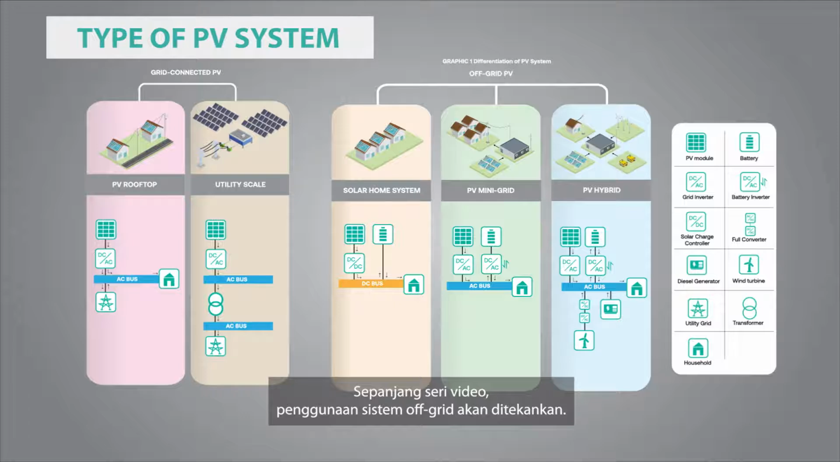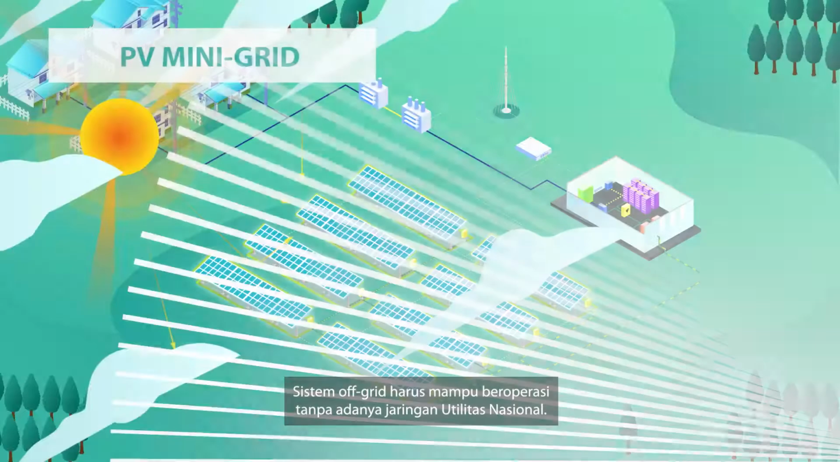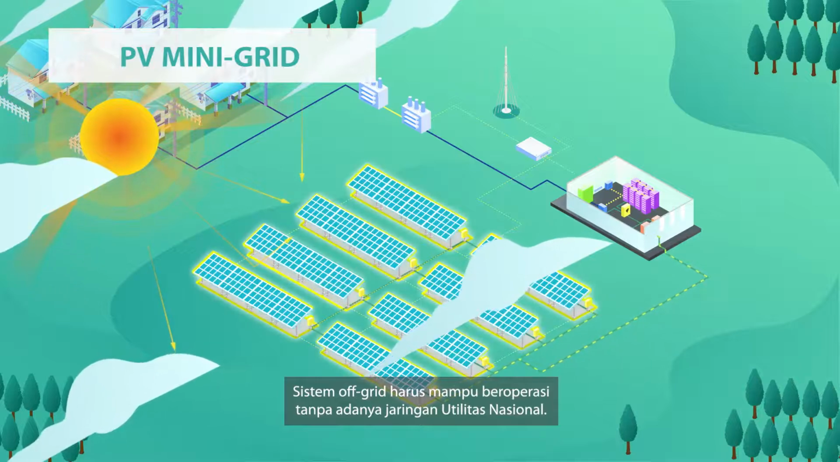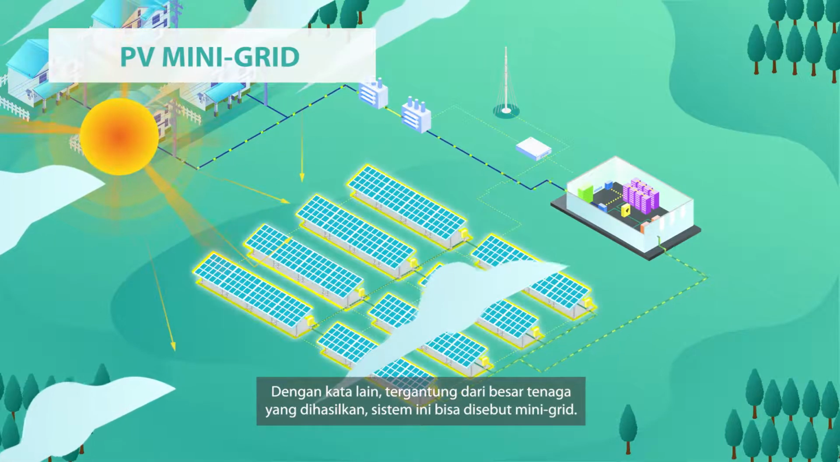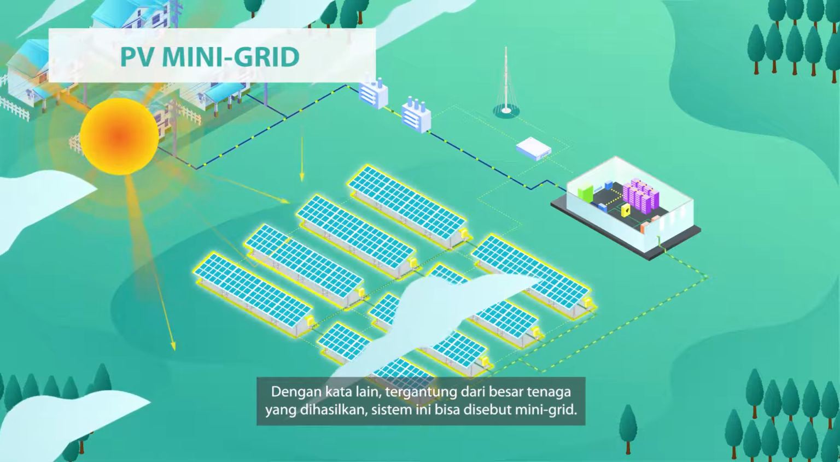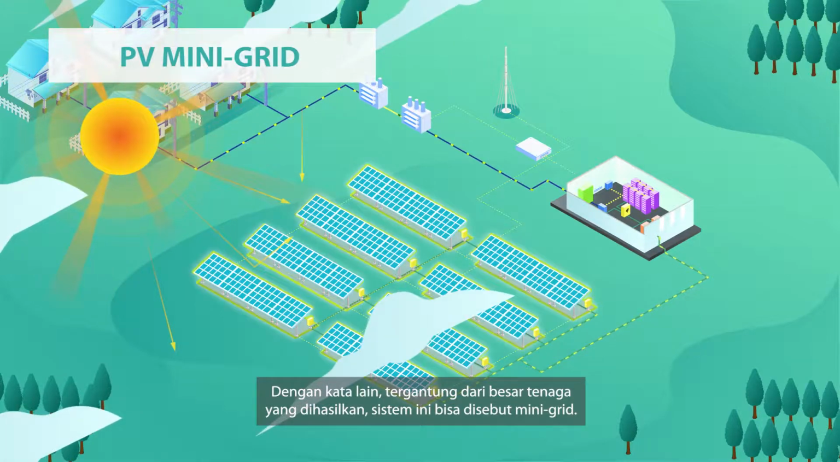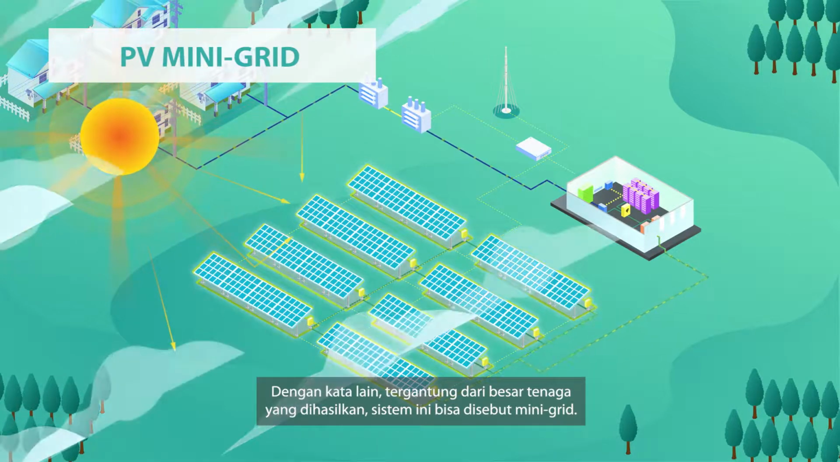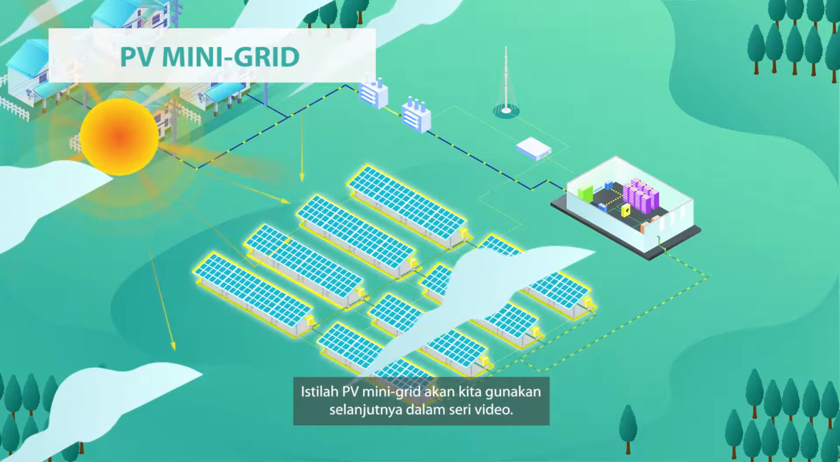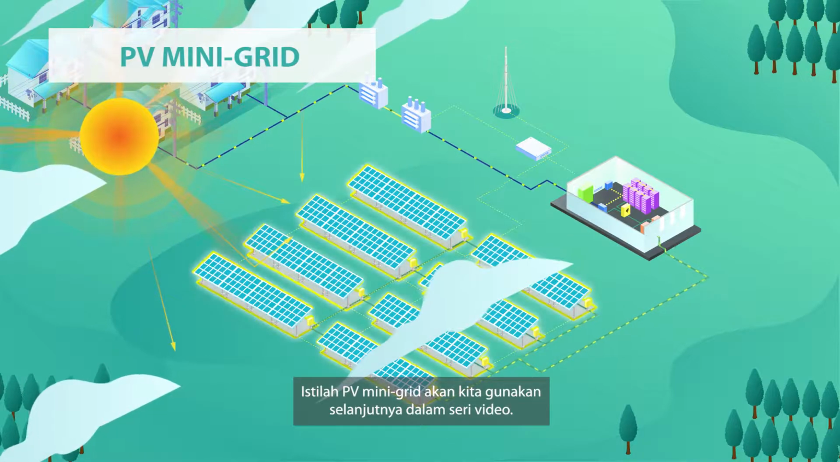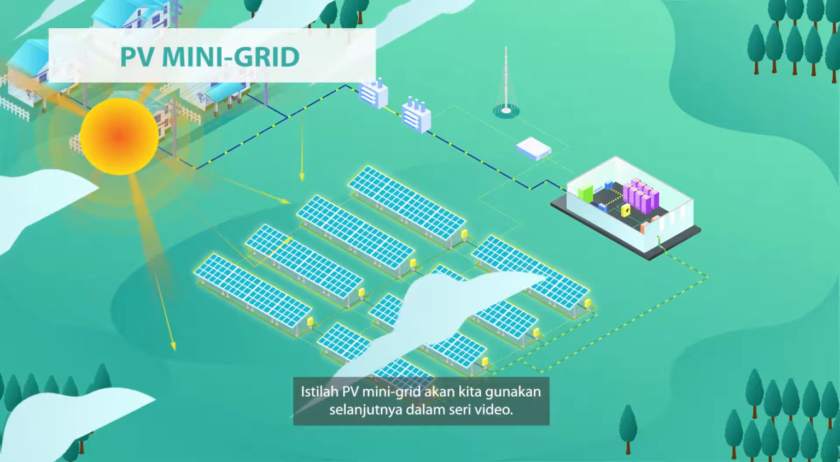Throughout the video series, emphasis will be put on off-grid systems. An off-grid system must be able to operate without the availability of the utility grid. In other words, this type of PV system creates its own grid, and given the size of the power system, it is usually considered a mini-grid. The term PV mini-grid will be used in the rest of the video series.